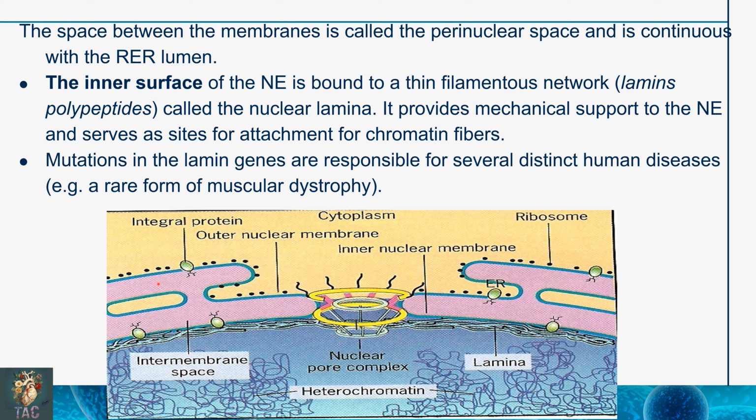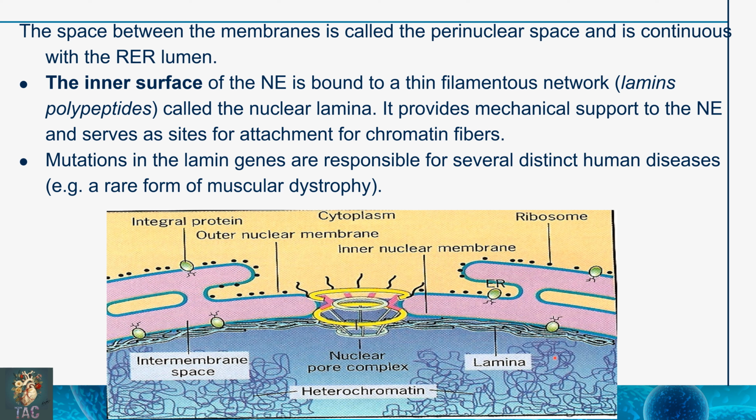the rough endoplasmic reticulum. Next, the inner surface of the nuclear envelope is bound to a thin filamentous network, the lamin polypeptides. Here you can see this is the lamina which is formed by the lamin polypeptide. These are intermediate filaments. These give mechanical support to the inner lamina of the nuclear membrane, and it also serves as a site of attachment of the chromatin fibers.